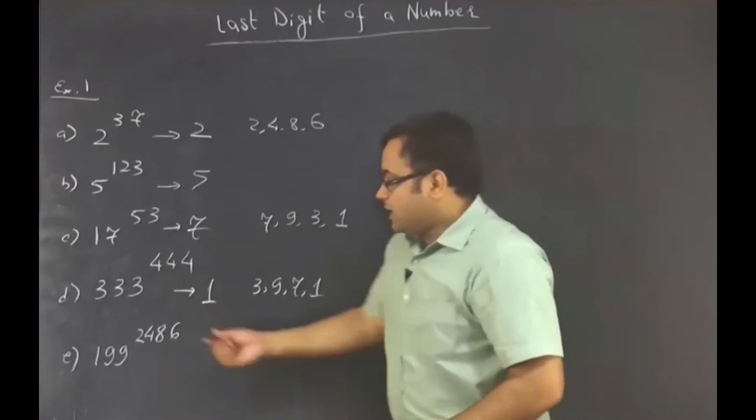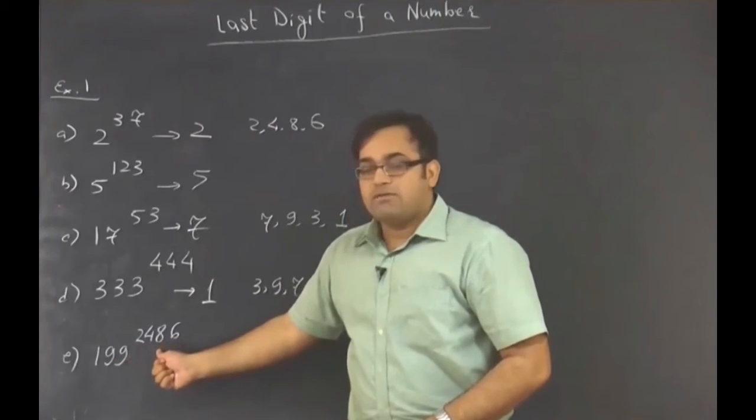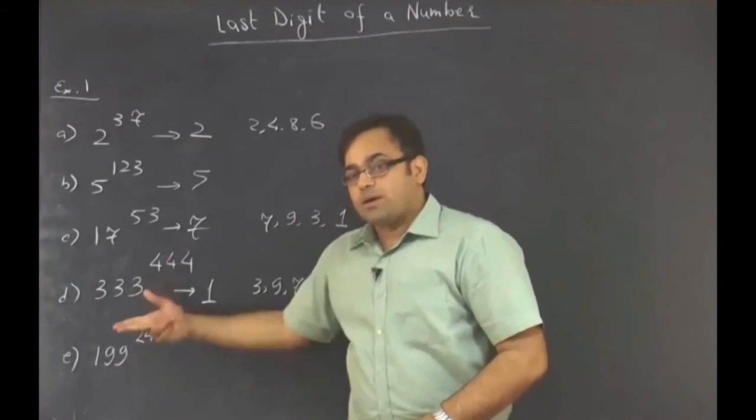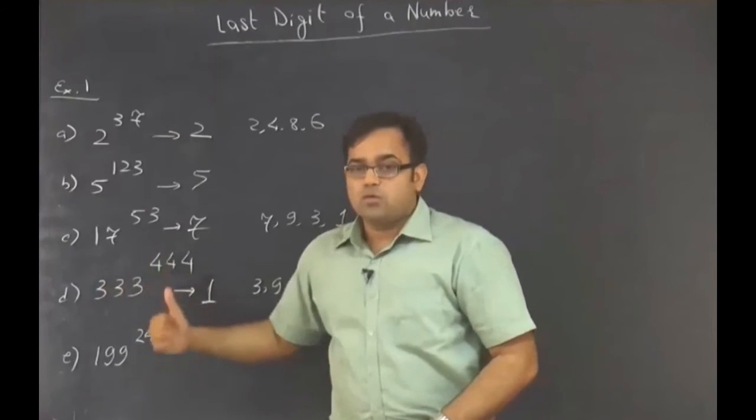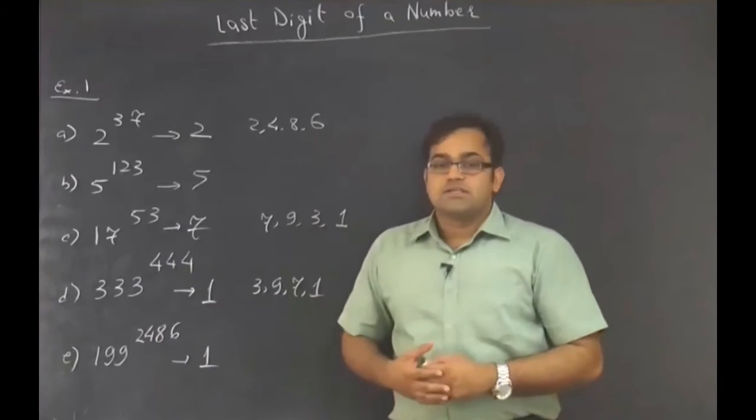And finally, 199 to the power 2486. 9, if it is an even power, it is the counterpart, so it will be 9's counterpart, 1, so this will become 1. So these would be the answers for these 5 questions.